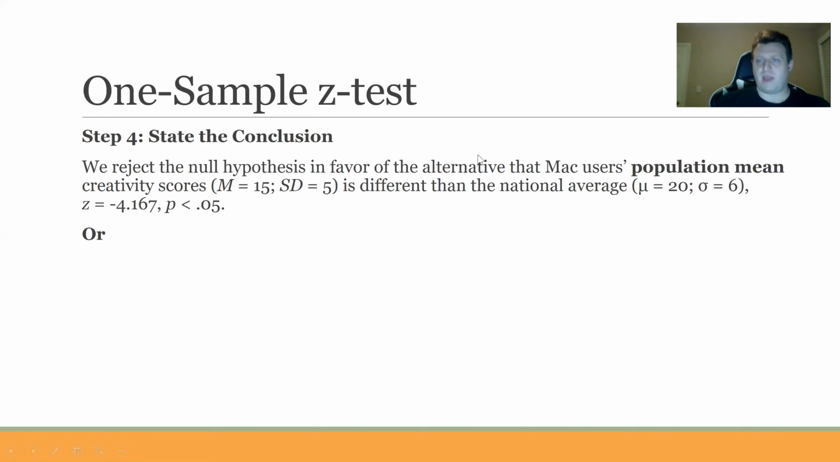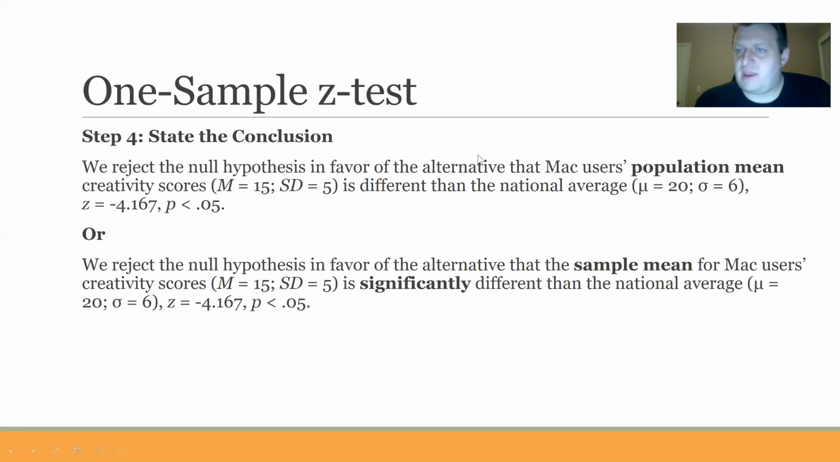There's another way of writing step 4. I could write it in terms of the sample means. We reject the null hypothesis in favor of the alternative that the sample mean for MAC users... Notice instead of population mean, I said sample mean. And I don't care if the sample mean is different than the national average. No duh, I can look at the sample mean and tell that it's different than the national average. That's not what I care about.